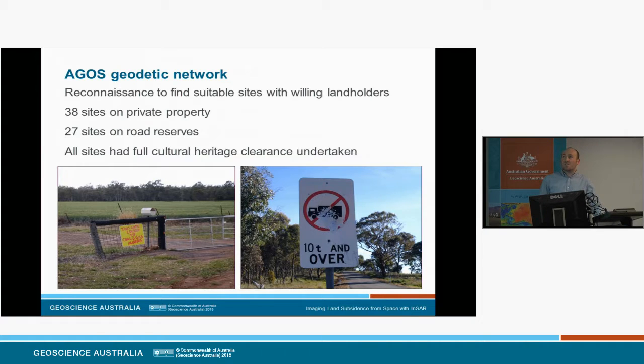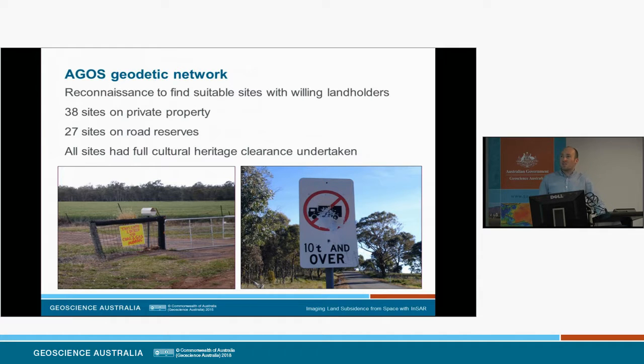And our team did a very good job of finding 38 sites on private property to deploy this infrastructure. But given that the gas companies have already been through this region and installed well infrastructure, there's a lot of resistance from landholders to installing additional stuff on their properties, and this sort of thing is quite noticeable as you drive around the Surat Basin, signs from the Lock the Gate initiative and that sort of thing. So there were significant issues in getting access to these sites. So the remaining sites, 27 sites, were installed on road reserves that we found in Queensland themselves.